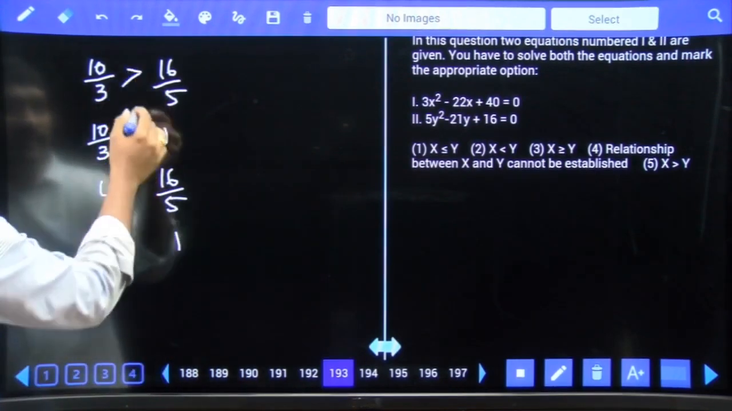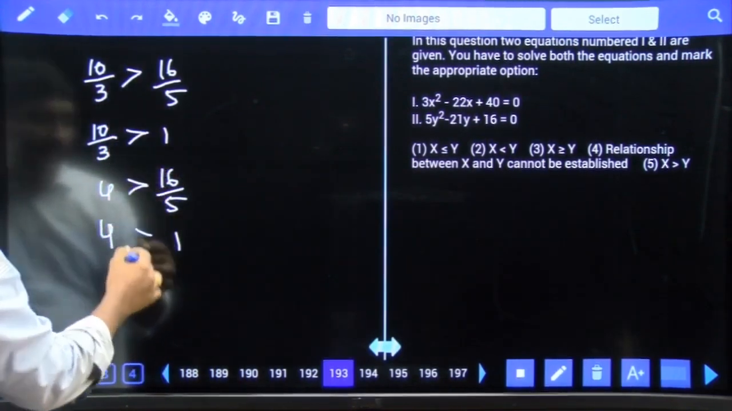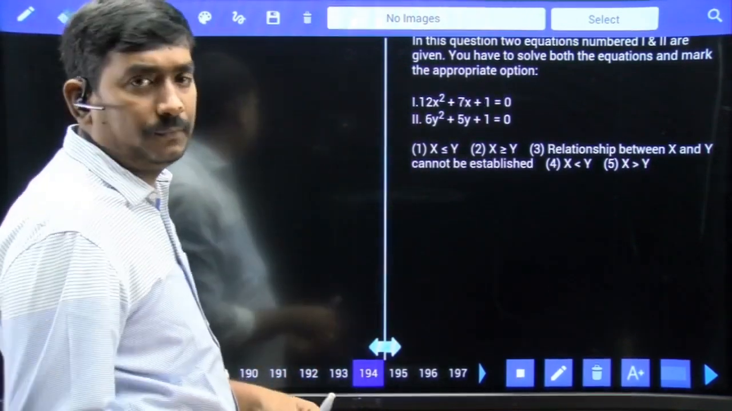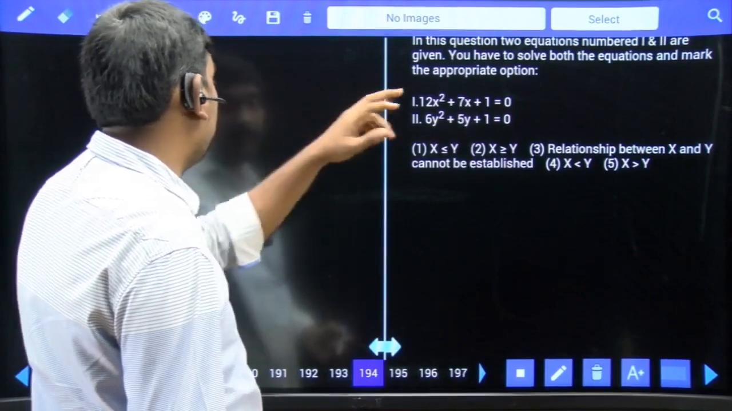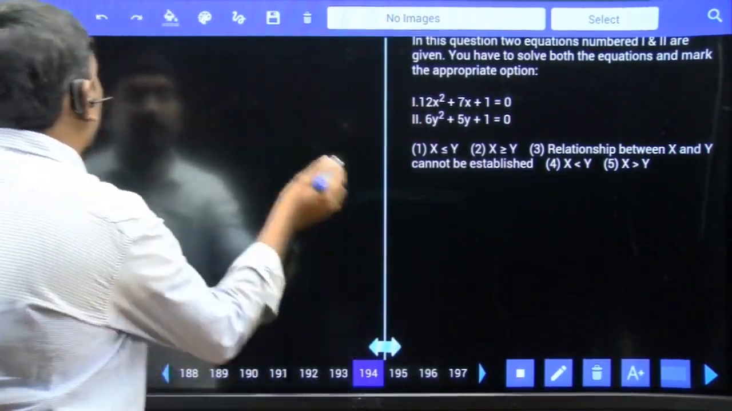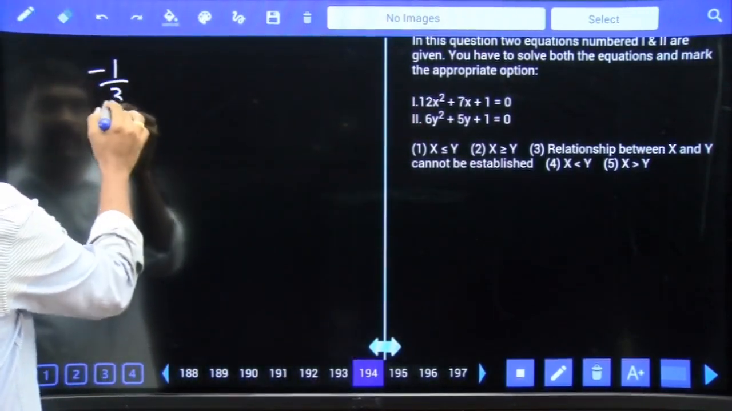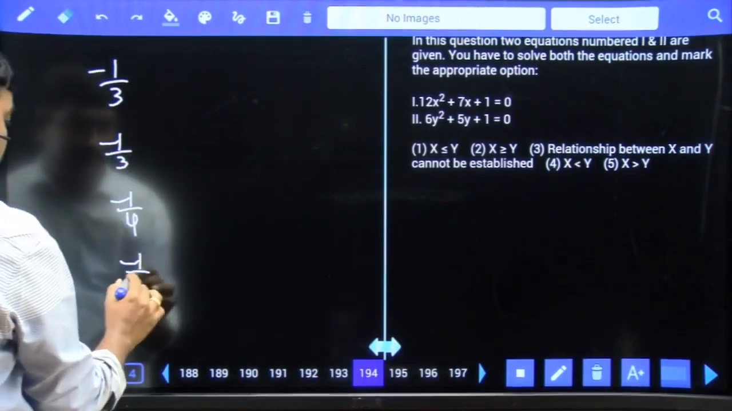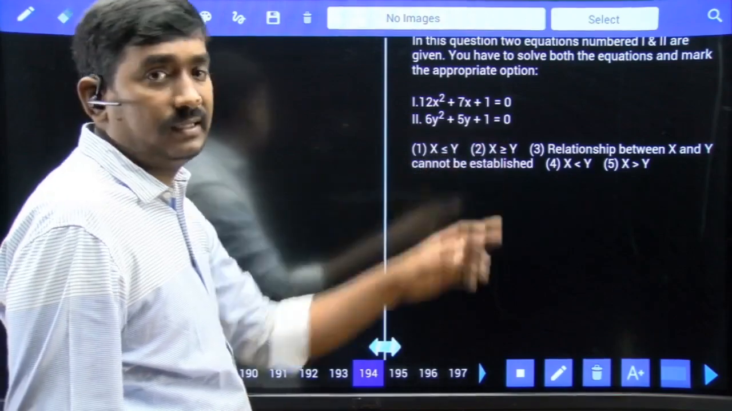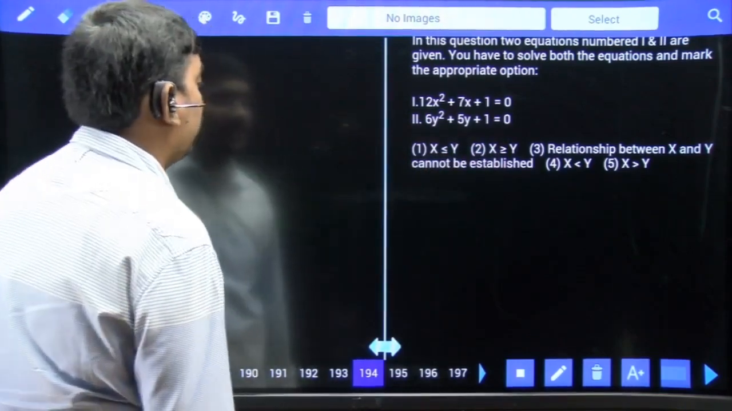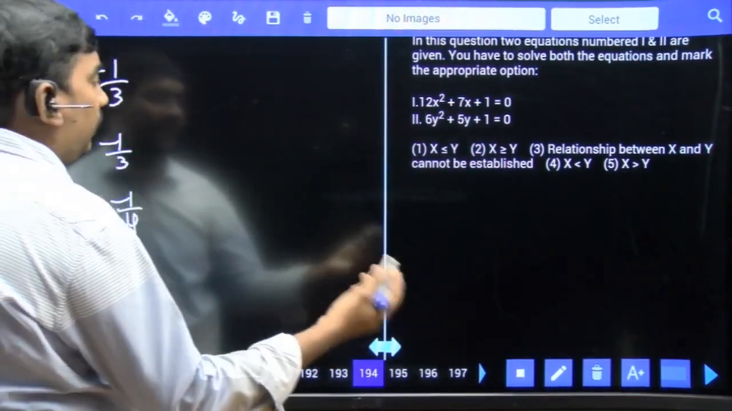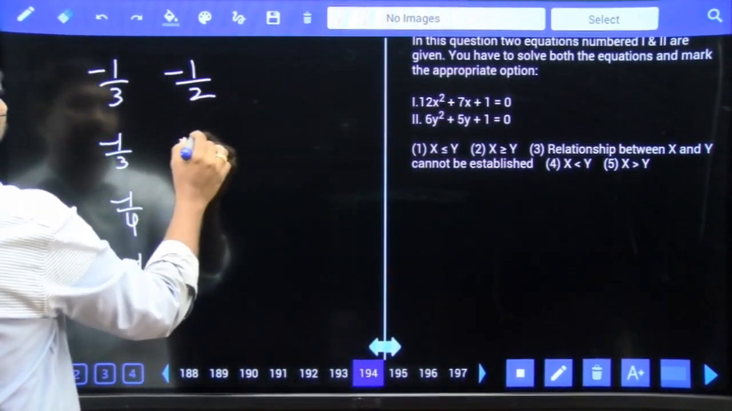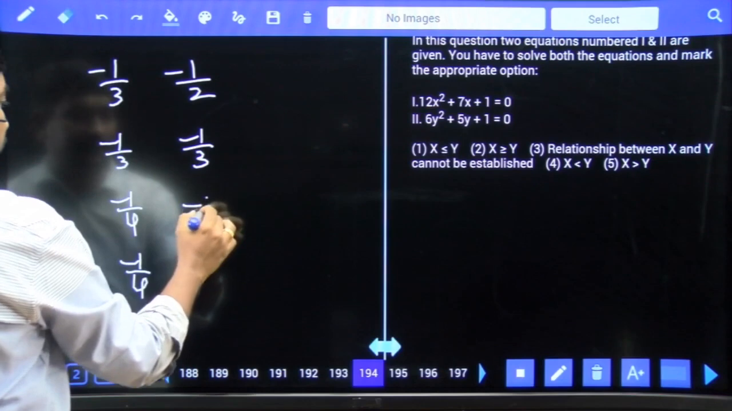x greater than y. 12 1s are 12, 4 3s are 12, plus 4 plus 3 plus 7, finally minus 4 minus 3. Minus 4 by 12 means minus 1 by 3. Minus 3 by 12 means minus 1 by 4. 6 1s are 6, 3 2s are 6, plus 3 plus 2 plus 5. Finally minus 3 minus 2. Minus 3 by 6 means minus 1 by 2. Minus 2 by 6 means minus 1 by 3.